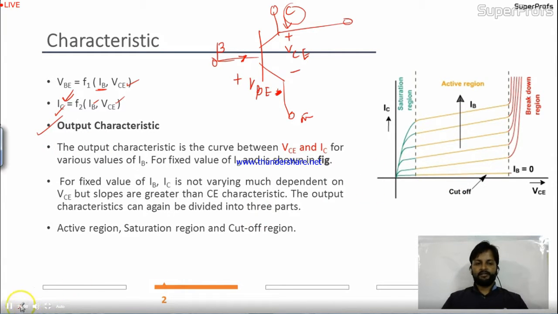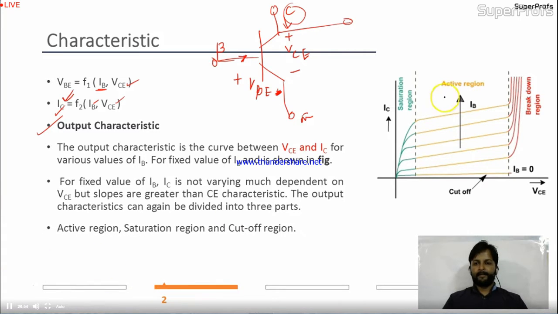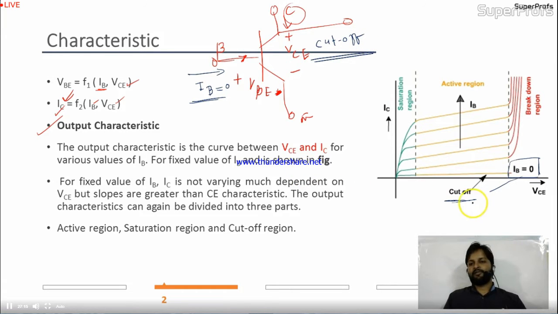Okay. Let me change the color, then we'll discuss about it. Friends, this is the cutoff region given over here. In the cutoff region, the IB is 0. If you remember earlier we discussed, if IB in the transistor is 0, then the transistor will work in the cutoff region. This will be fully cut off, right? So you can see over here.